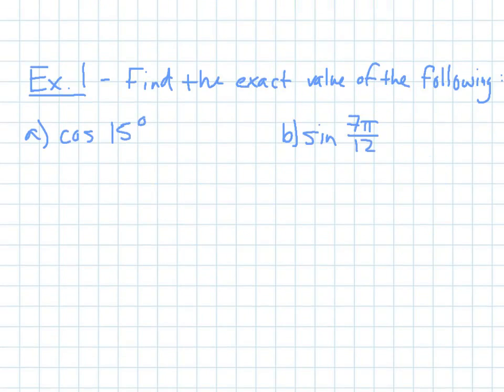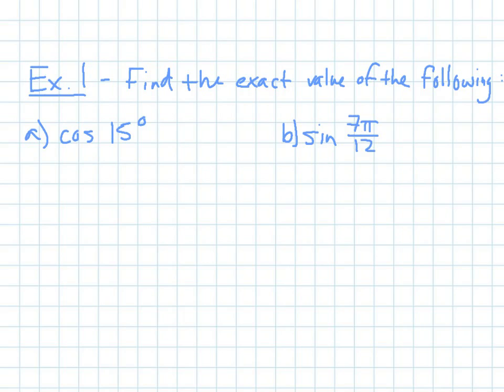Okay, so example 1, we want to find the exact value of the following. So letter A says the cosine of 15. Now, you can do this a number of ways. Because it says cosine, you need to use one of the cosine formulas, either addition or subtraction. Sometimes one is more obvious than others, but some of them you could use either one. Now I need to figure out two angles that add up to 15 or subtract to 15. That's kind of your thought process.